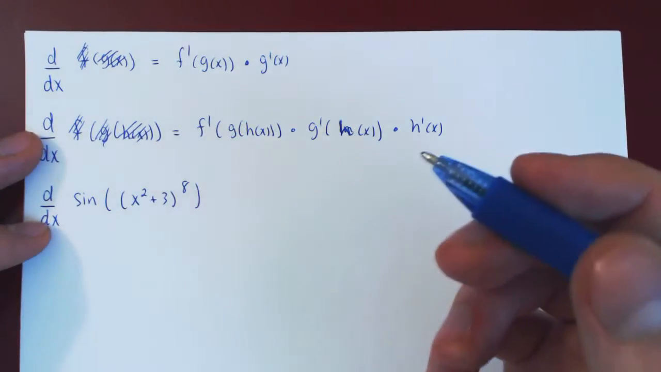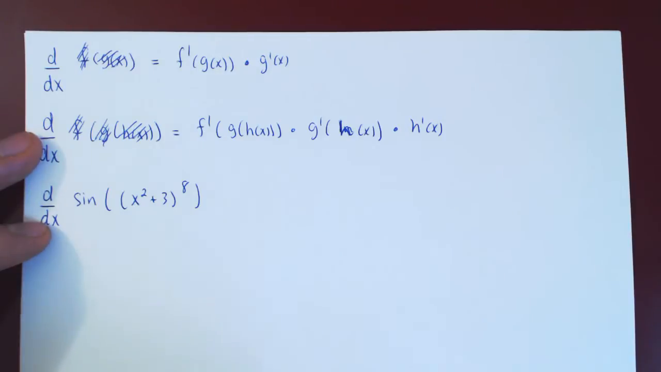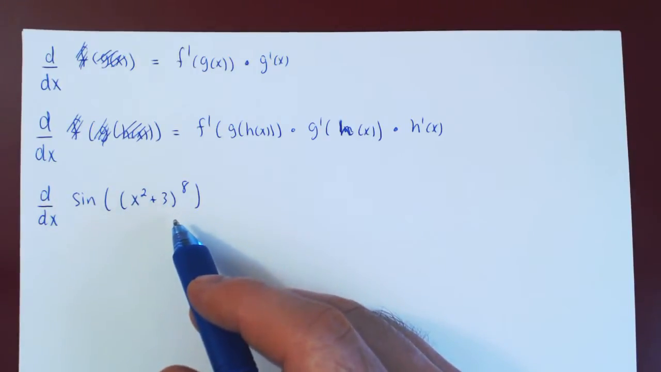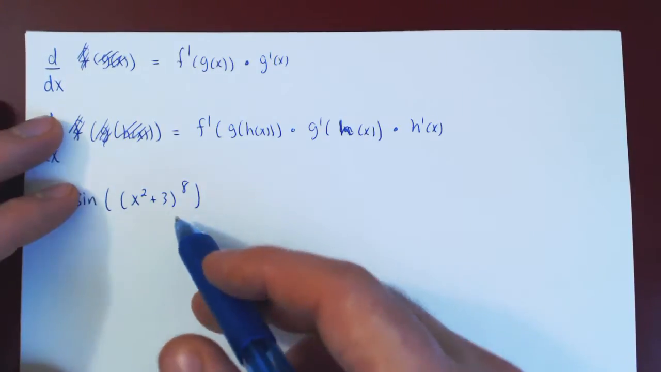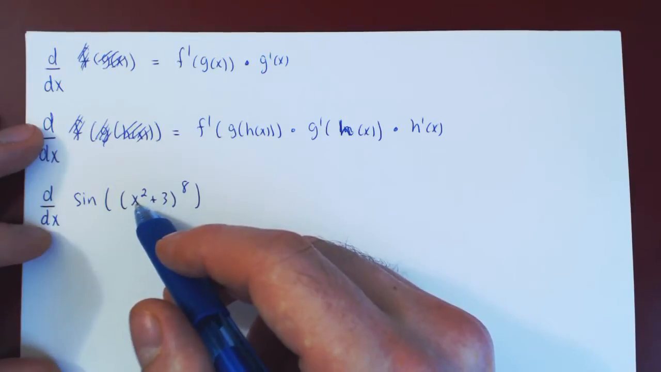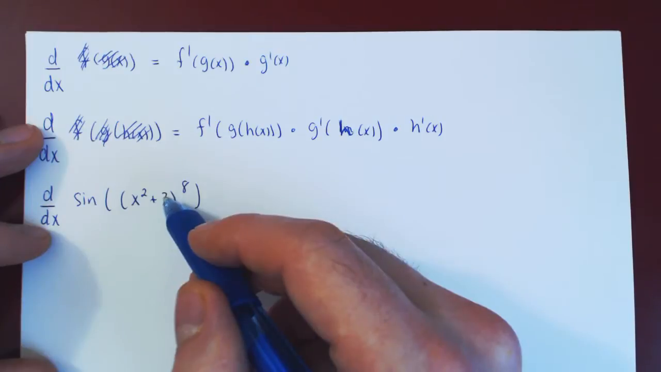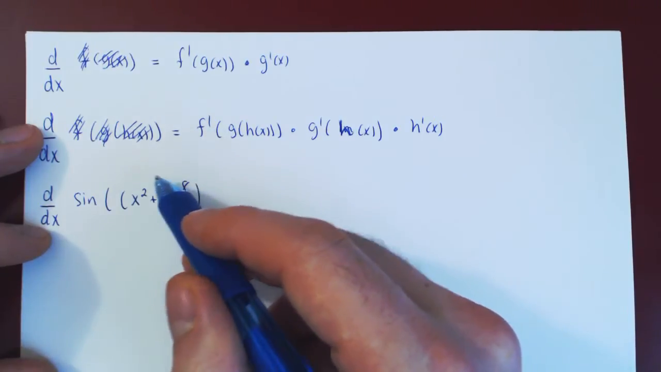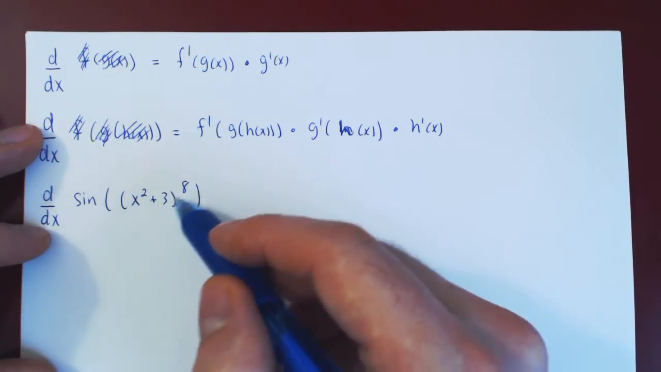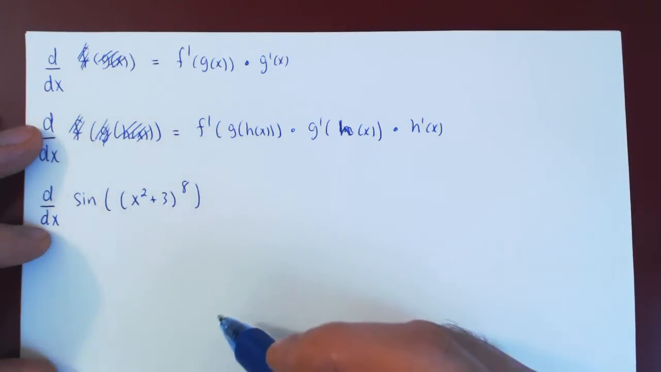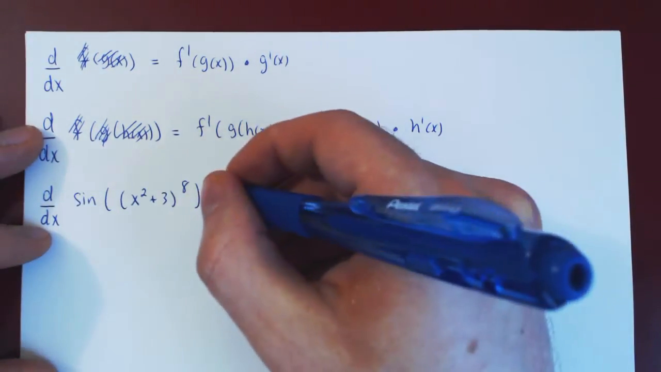And if ever you are in doubt as to which is the outer function, because sometimes it can be a bit confusing, always imagine yourself trying to evaluate the expression for a given value of x, and the last thing you would compute is the outer function. So here, if you thought of taking, let's say, x equals 2, then you'd first square to get 4, you'd add 3 to get 7, then you'd take the 8th power, and then once you have this value, you take the sine of the value. The sine is the outer function.